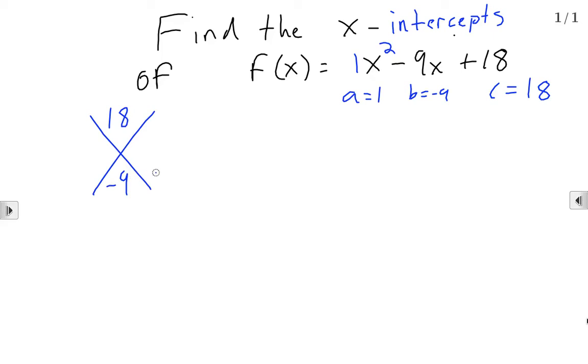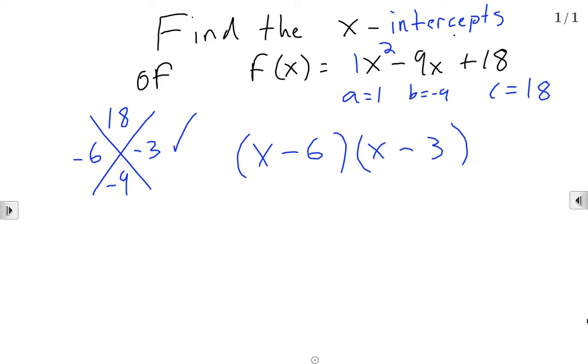We need two values, right? They need to add down and multiply up. So, 9 times 2? That's not going to work. 6 times 3? Close. 6 plus 3 would be 9. Let's just make those negative. Negative times negative is positive. Negative plus negative is negative. So our diamond values are good. And because a equals 1, whatever the solution to our diamond is also the two values we can use in the factored form. So x minus 6, x minus 3 is the factored form of this quadratic.